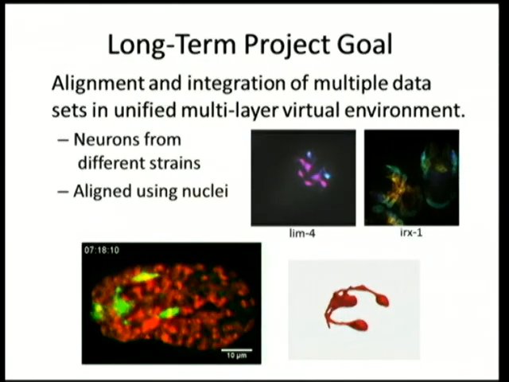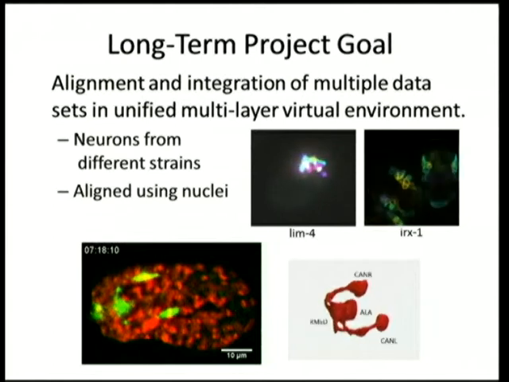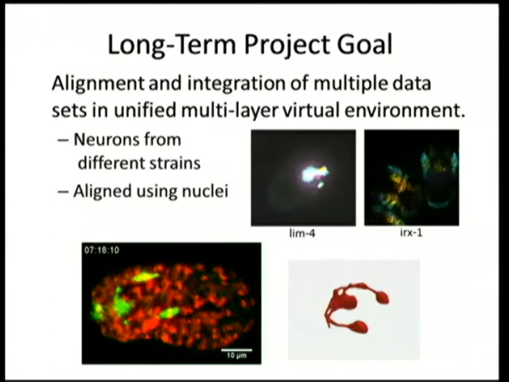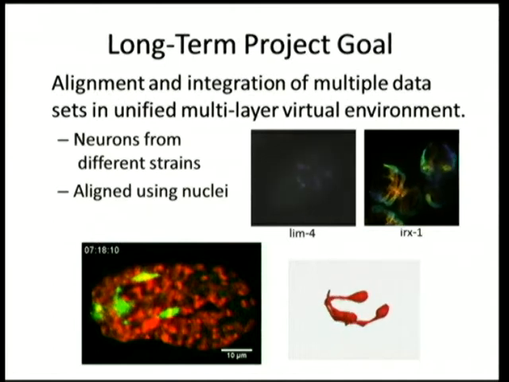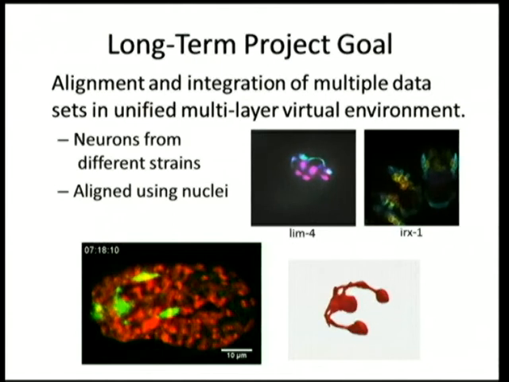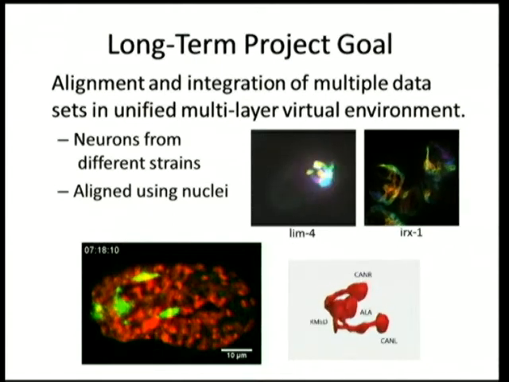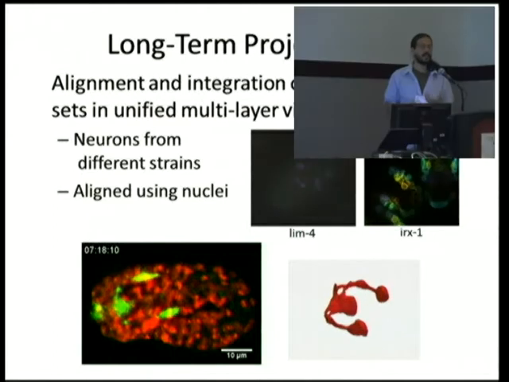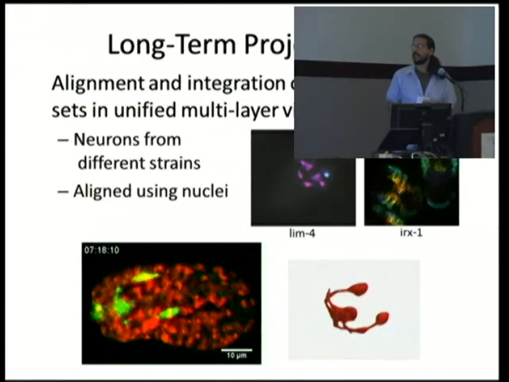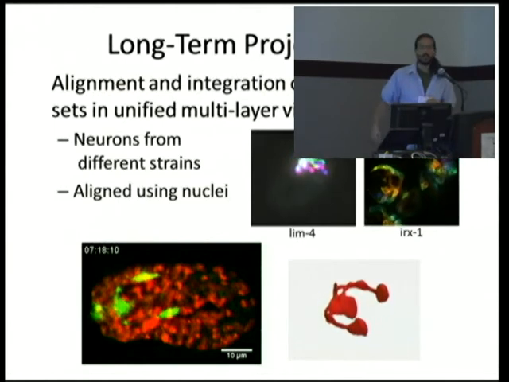So the long-term project goal with WormGUIDES is really to take many image data sets with different structures highlighted in them and superimpose them all on top of each other, both as raw image data and as abstractions in the form of nuclear positions and segmented individual neurons. And the general strategy that's going to be followed is doing two-color imaging.